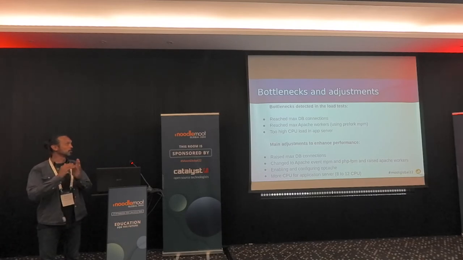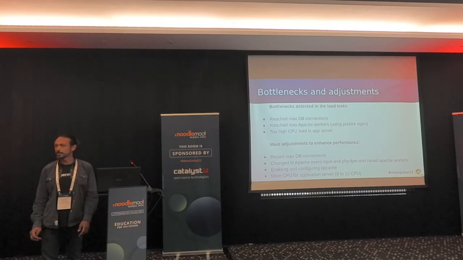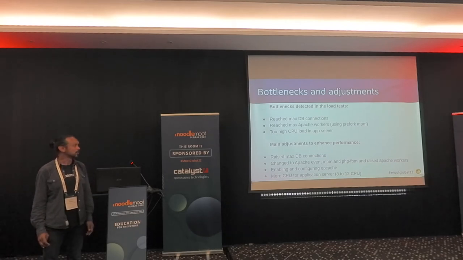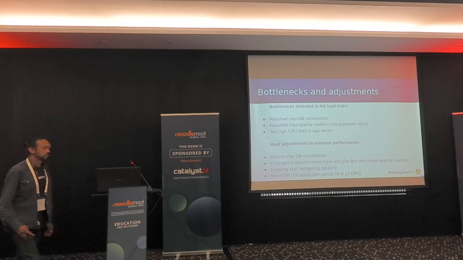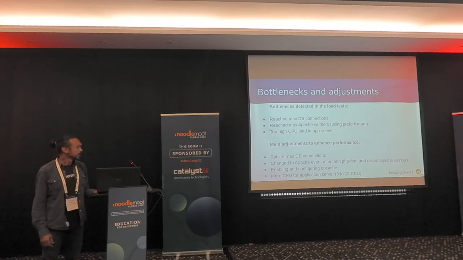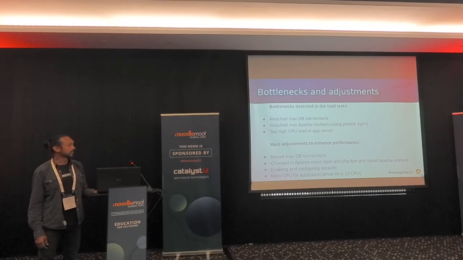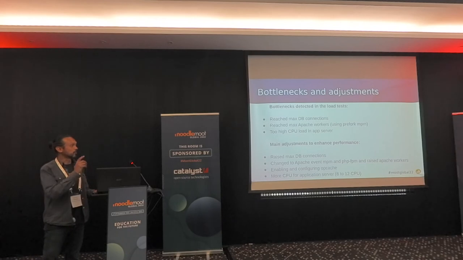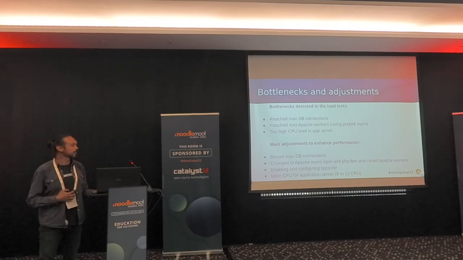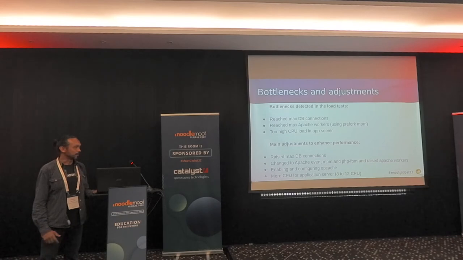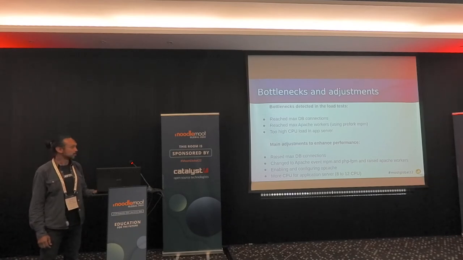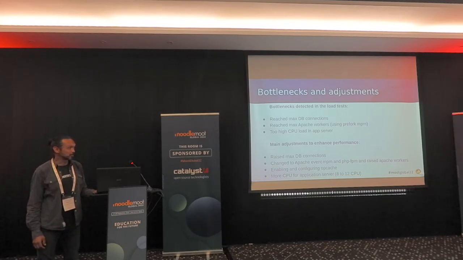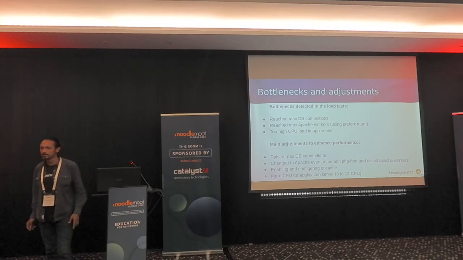The first was to increase the DB connections supported in MySQL. We augmented it to 700, and the server behaved correctly. Then we changed the Apache MPM, the multi-processing module. It's a multi-threaded module as opposed to prefork, which is the default MPM in Debian. We used Apache event and it gave much better performance. So that was a good choice. And PHP-FPM consumed much less RAM.